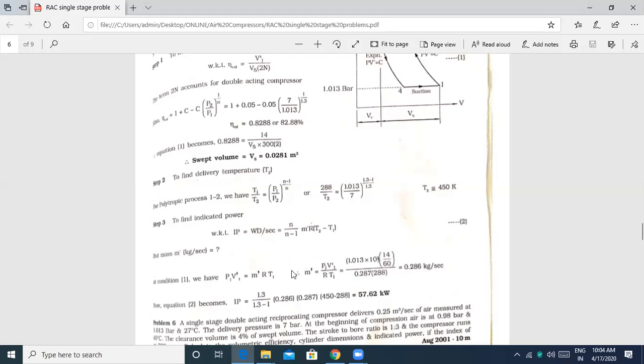Next, IP uses the same formula, as I said: N divided by N minus 1 into MR (T2 minus T1). Very simple formula, and the same formula applies as without clearance. This is how much work is done per second, or power developed; both are the same. You remember that we call it indicated power in case of reciprocating air compressor. So 1.3 divided by (1.3 minus 1) into 0.286, that is the mass, into R.